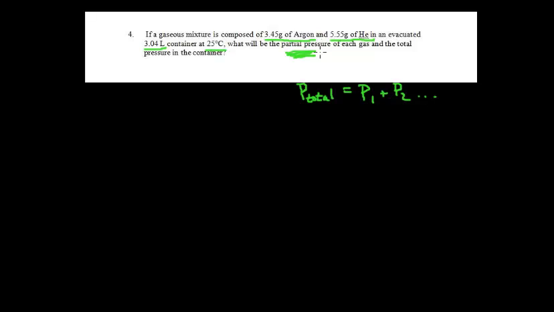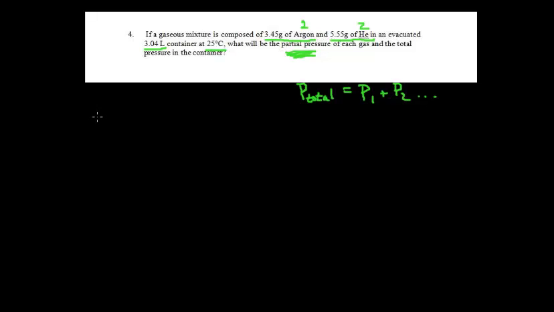But we just have two gases here, I can already tell that. Argon is gas number 1, helium is gas number 2. So if I want to know the total pressure, all I have to do is add those two pressures together. But if I look back up here, I don't have those two pressures. So what I have to do is find them.